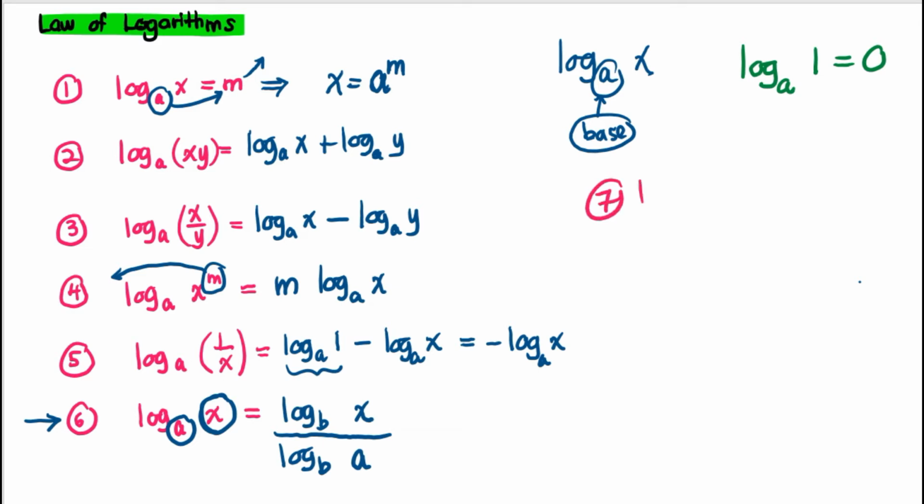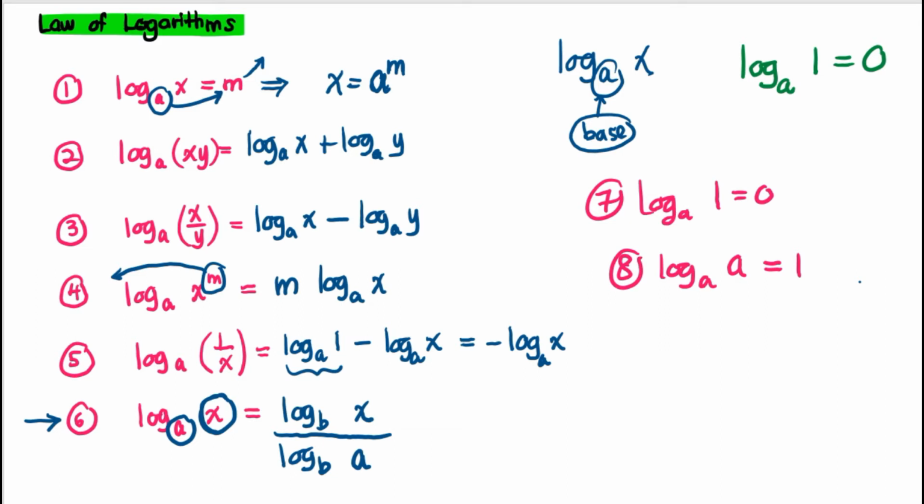I have to add another rule here. Number 7, if you have log base a of 1, of course 0. Number 8, if you have log base a of a, the same value, you get 1. Log 10 we get 1. And this a should be a non-zero and non-negative number, so it should be a positive number, usually a positive integer.